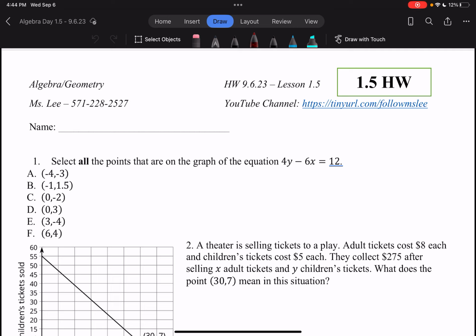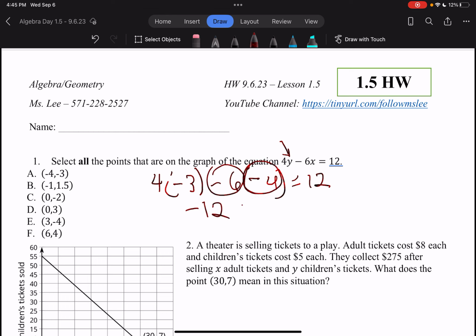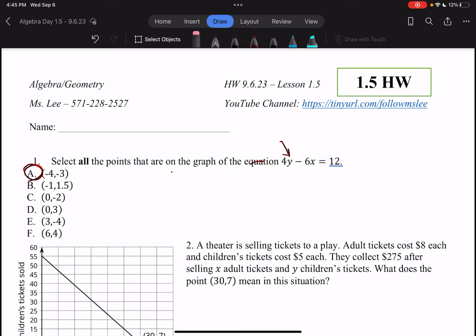So if we start with A, we do 4 times negative 4 minus 6. Oops, actually, nope, I did that wrong because the 4 is the x. So let's change that. The y is going to be negative 3, and then we're substituting negative 4 for x equals 12. We're going to end up with negative 12. A negative 6 times a negative 4 is a positive 24, and so that does in fact equal positive 12. That is correct.